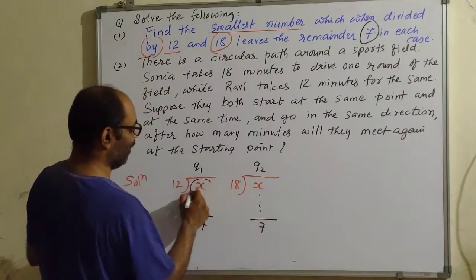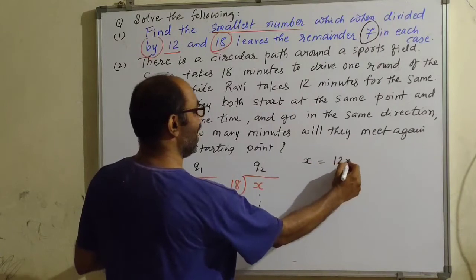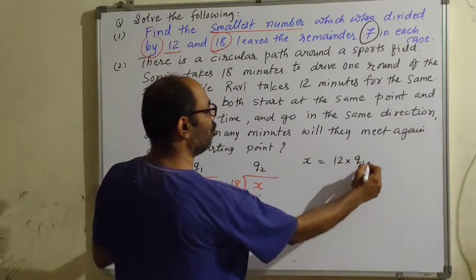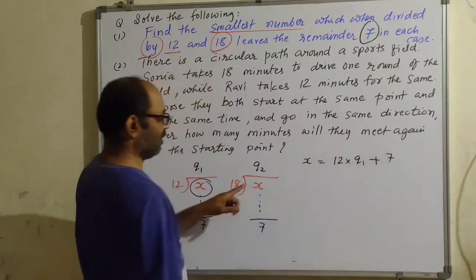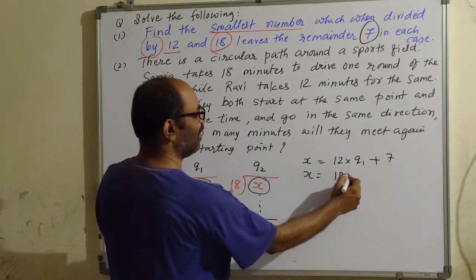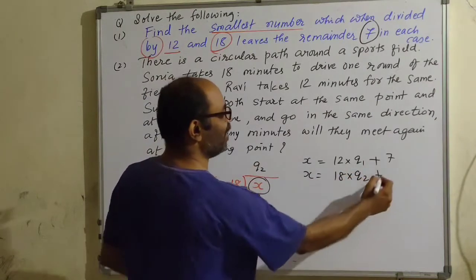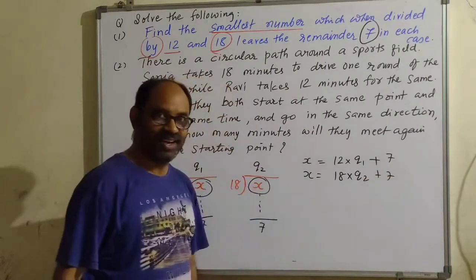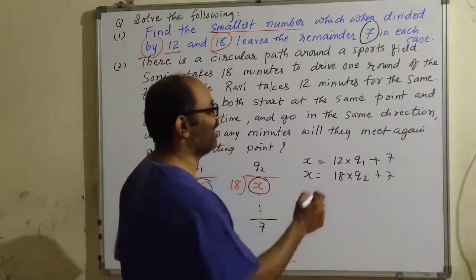Say, the dividend x is equal to divisor 12 into quotient q1 plus the remainder 7. In the second case, dividend x is equal to divisor 18 into quotient q2 plus the remainder 7. Correct? Hey children, you have to be careful. Please try to understand here.